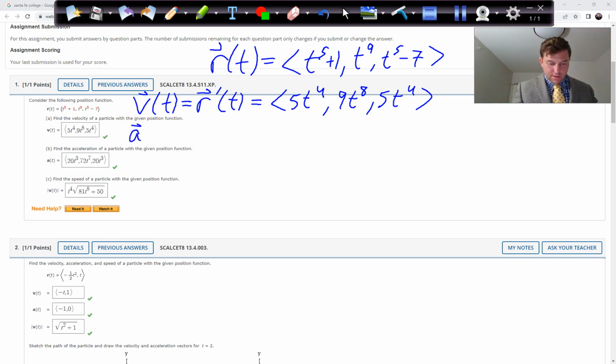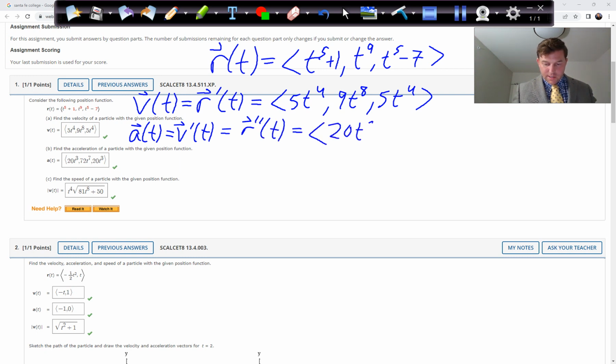Acceleration is the first derivative of velocity, or it's the second derivative of position. So it's going to be 20t^3, 72t^8, bringing these powers down and then subtracting 1, and then 20t^3. That's your acceleration.